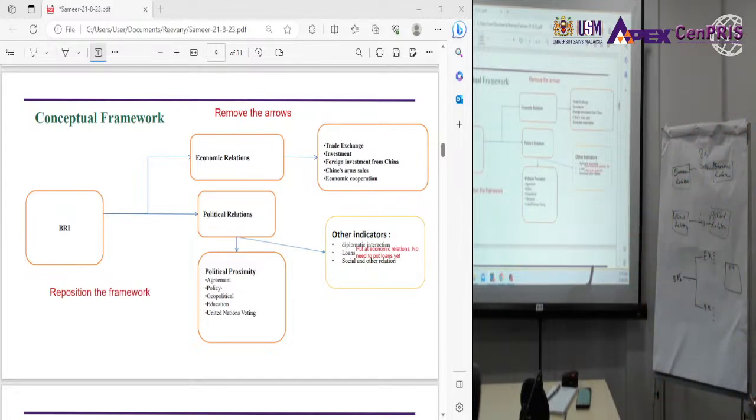Okay, go ahead, explain it. Let me go to the back and then you can listen to it. BRI: economic relation, trade exchange, investment, blah blah blah. Political relation: agreement, policy, blah blah blah. All of this is political proximity.